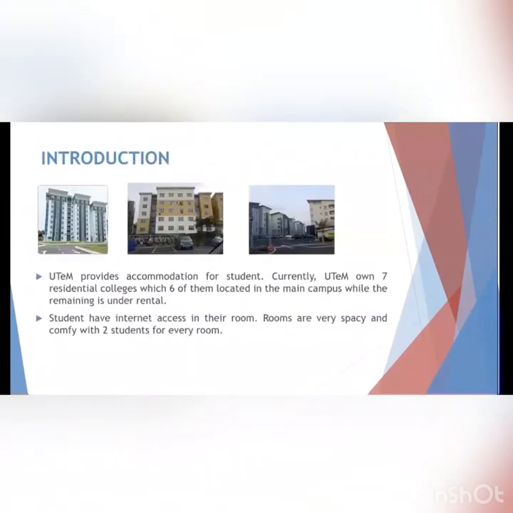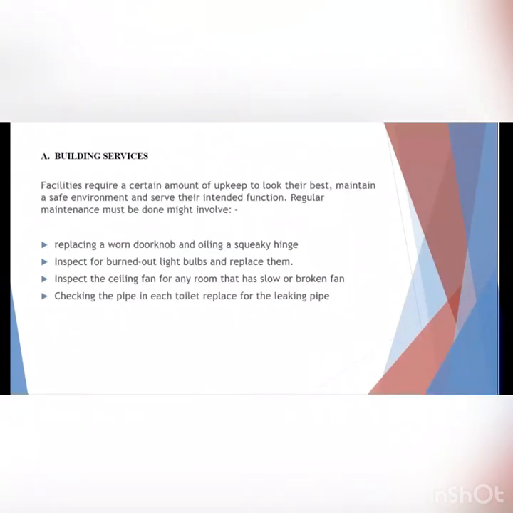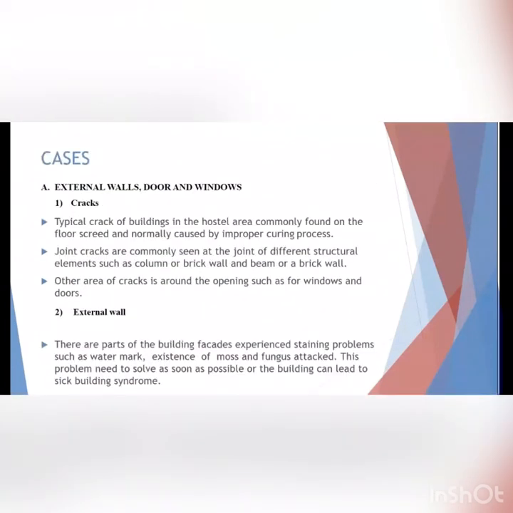So for the introduction, UTM provides accommodation for students. Currently it has 7 residential colleges, which are Satria, Leku, Kasturi, Seri Utama and others. So it also has facilities such as a cafeteria, laundry room, movie room, activity room, surau, sport and recreation center and cleaning service. So for this type of buildings, there are 2 cases, which is type A cases and type B cases. So I'm going to explain about my type A cases first, which is my external walls, windows and door.